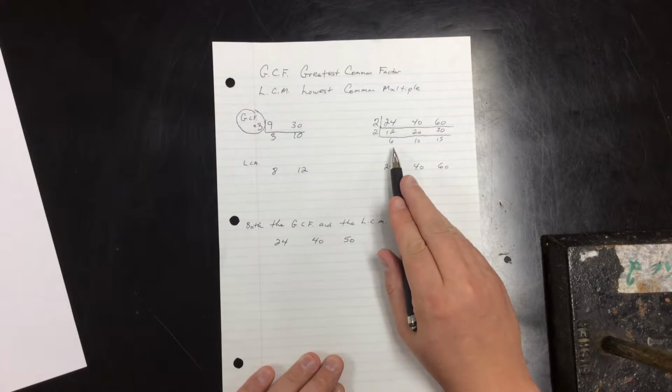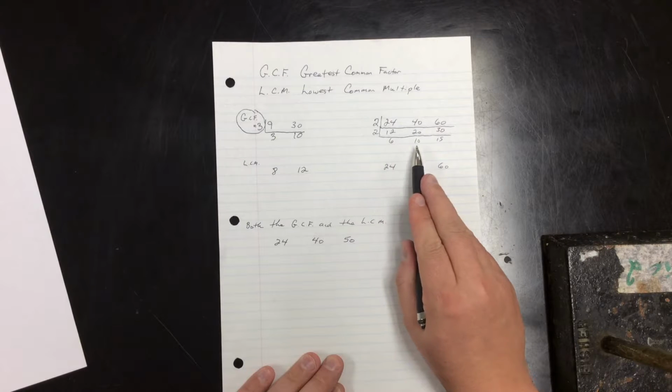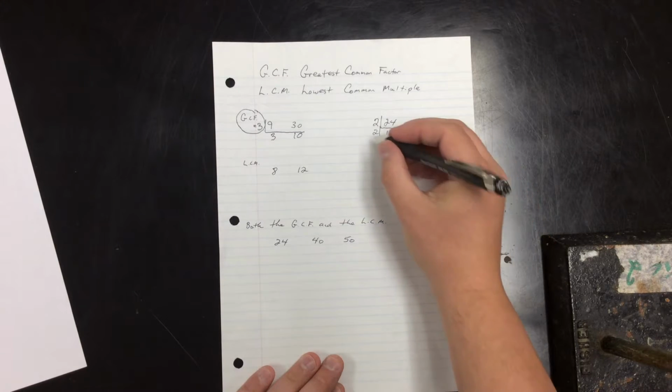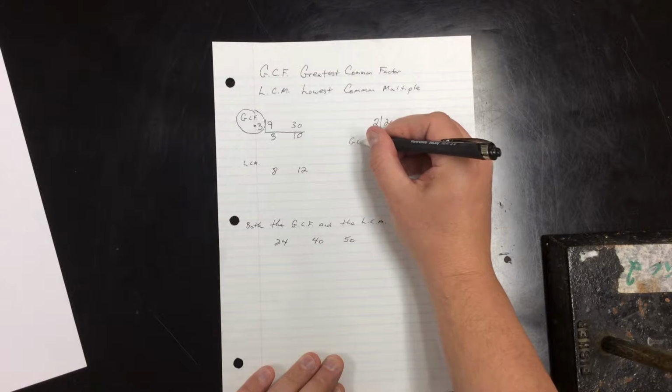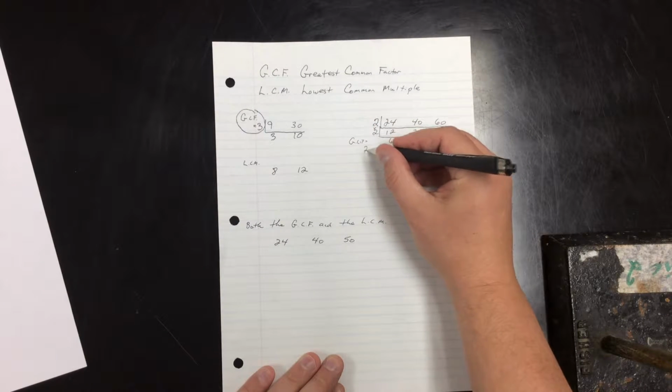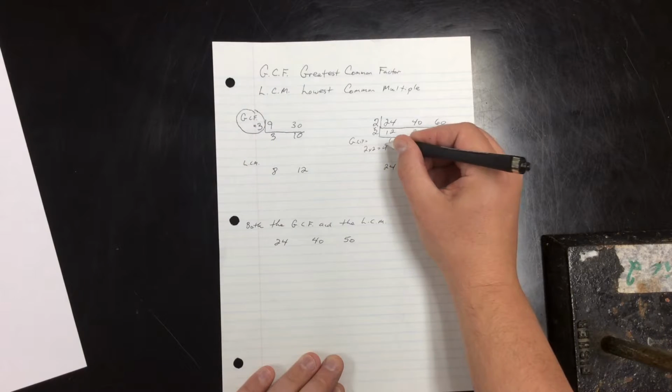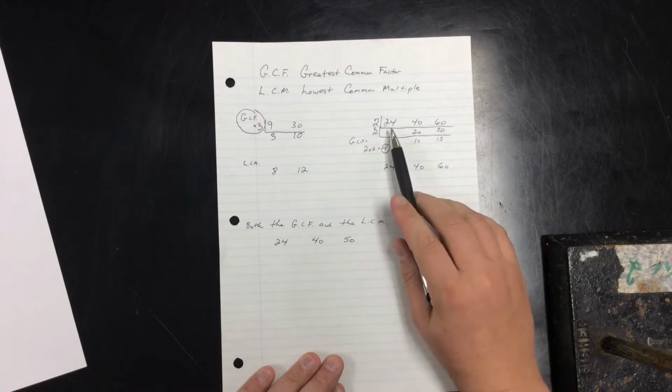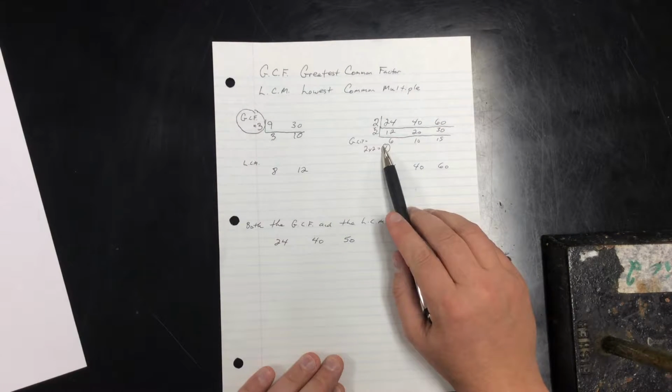And we repeat the process again. Is there a number that goes evenly into 6, 10, and 15? Since there's not, our greatest common factor is going to be multiplying the two numbers on the left-hand side: 2 times 2, which is 4. The greatest common factor of 24, 40, and 60 is 4.